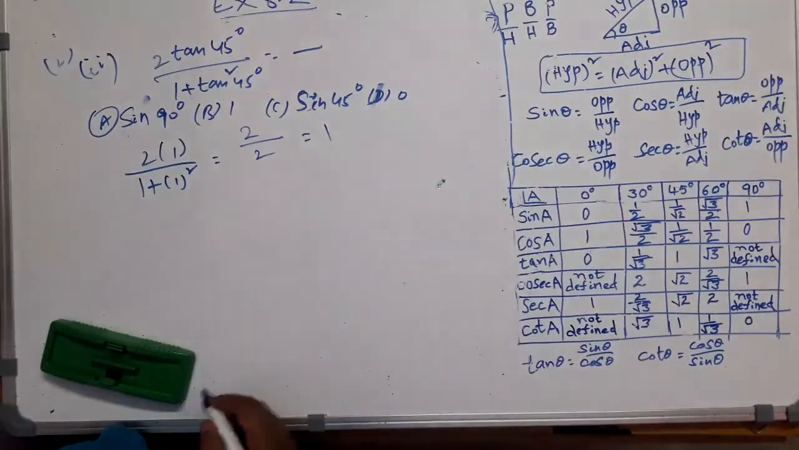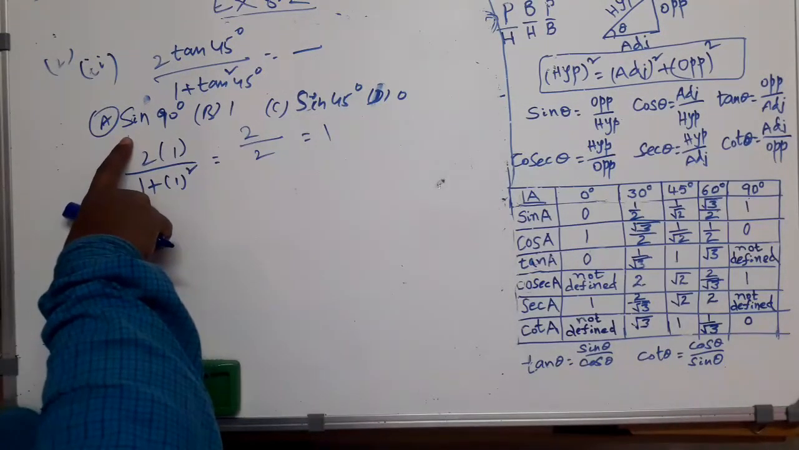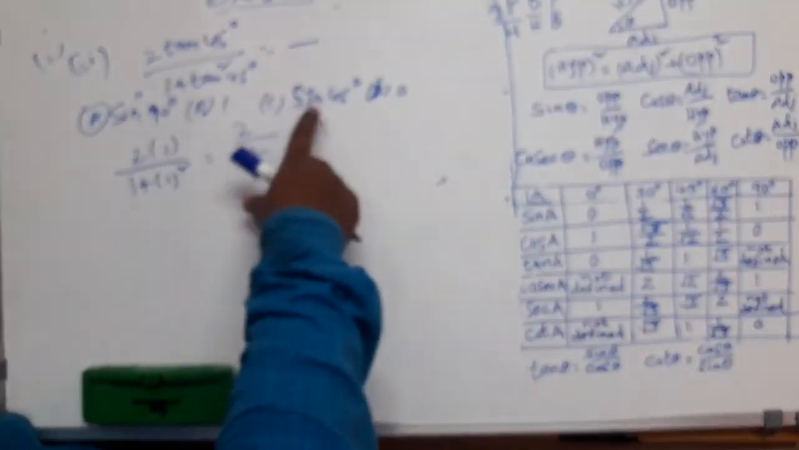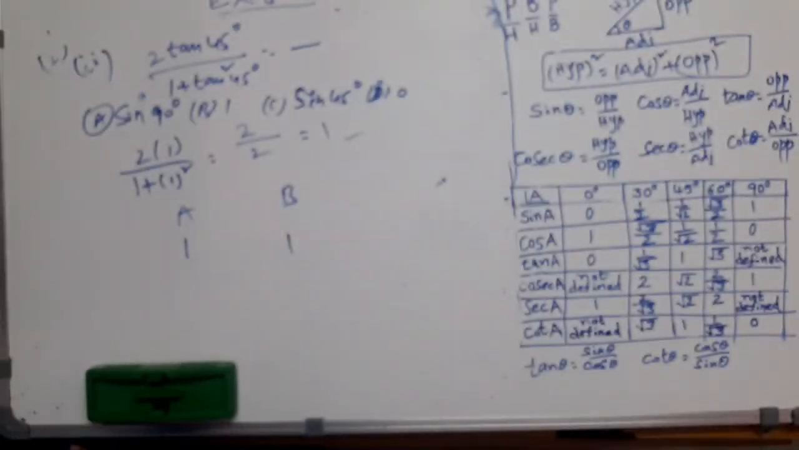Which option is correct? Yes, of course. What about option A, sine 90 degrees? What is sine 90 degrees? 1. Of course, you can observe sine 45 degrees is 1 by root 2, and this is 1, sine 90 degrees is also 1. Your answer is also 1. So which option is correct? It may be A or B. Both are giving you 1, right? Sine 90 degrees is 1. Option B is also 1. So which is appropriate? Is it wrong then?